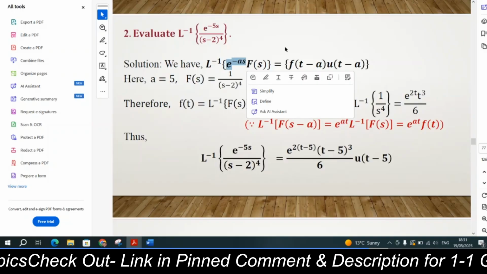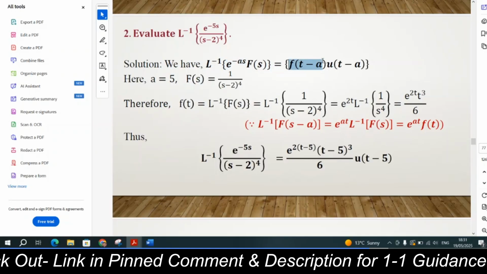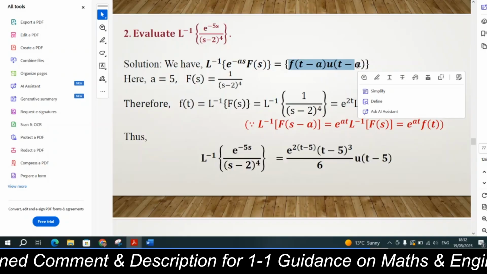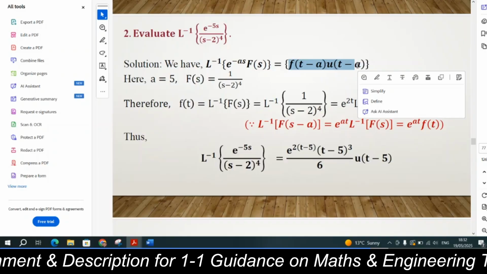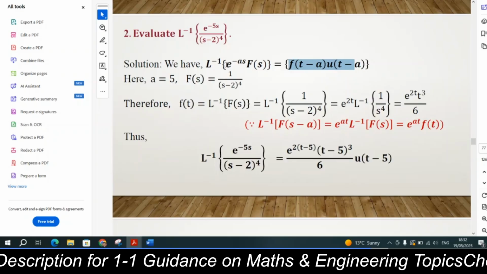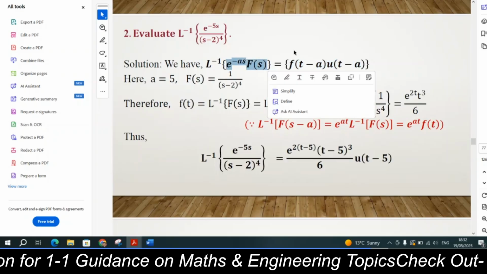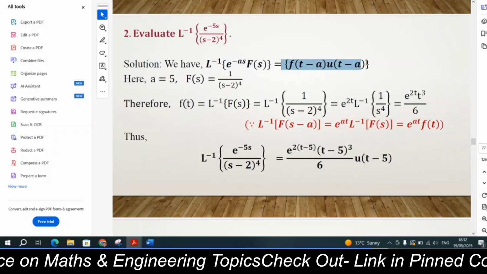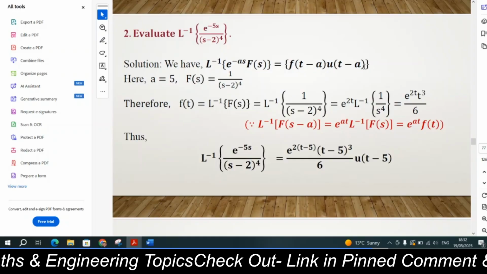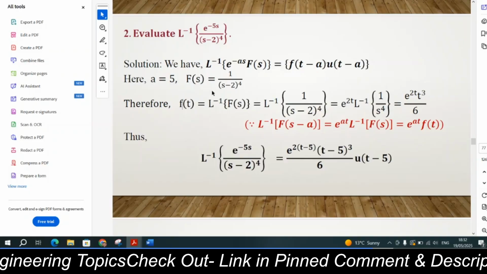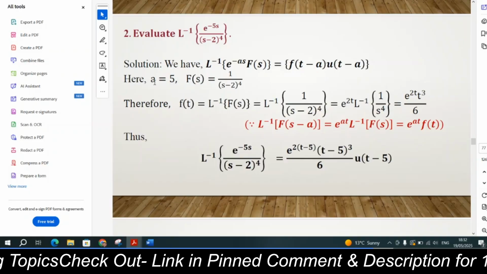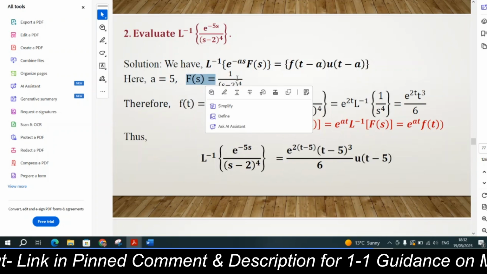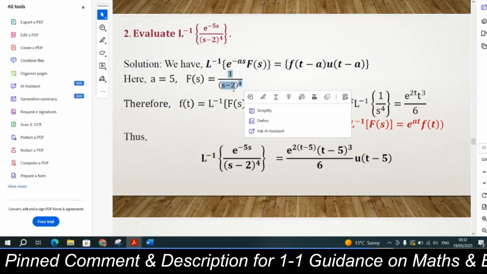Correct? I'm a little lost. Where? On this step? Which step are you lost? No, I got to the part where we did the second shifting. Second shifting is this: e raised to minus as will be left out by converting f of t to this. If it is only inverse Laplace of f of s, then it is f of t. But if it is inverse Laplace of e raised to minus as multiplied by f of s, instead of f of t, it becomes f of t minus a into u of t minus a.